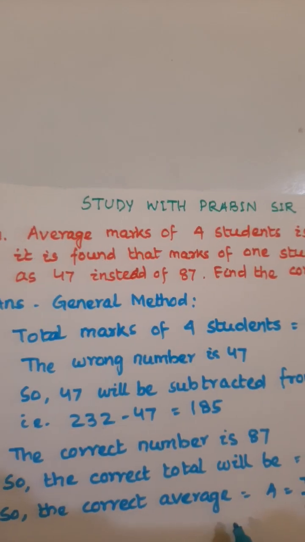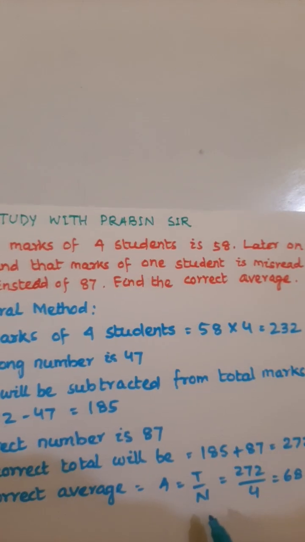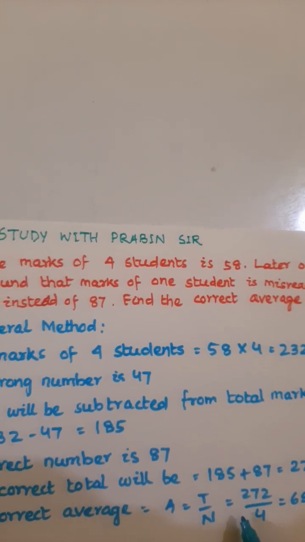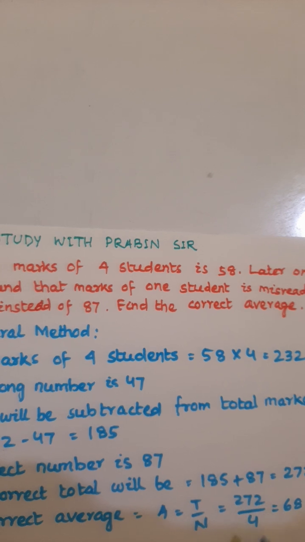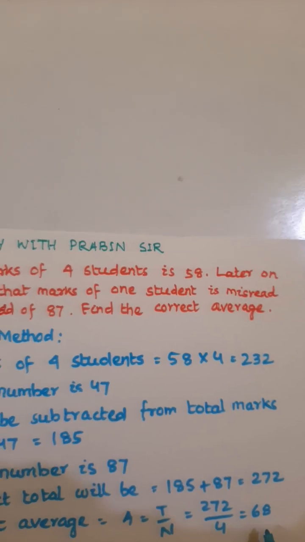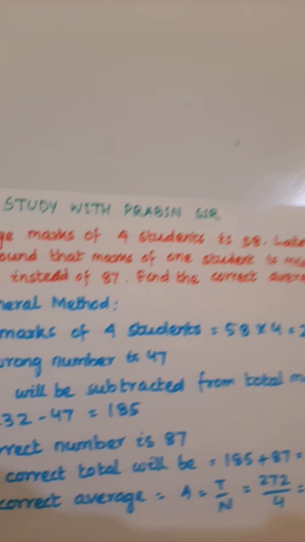So the correct average will be A = T / N, that is equal to 272 divided by 4, which is equal to 68.